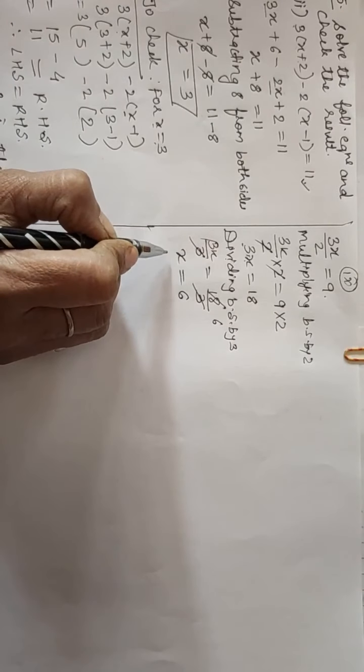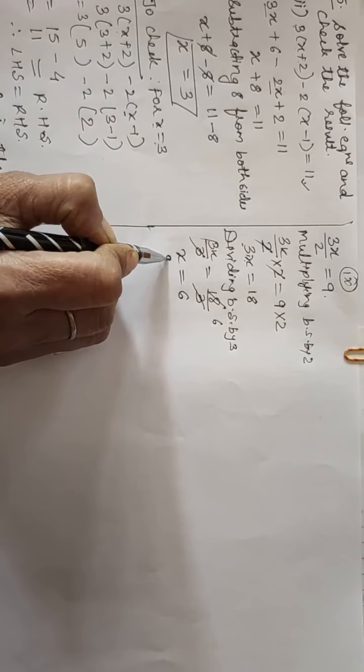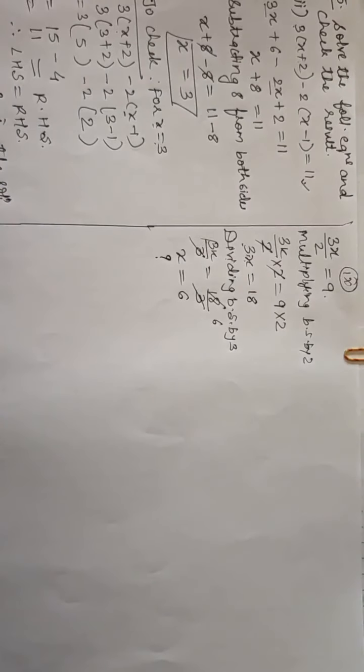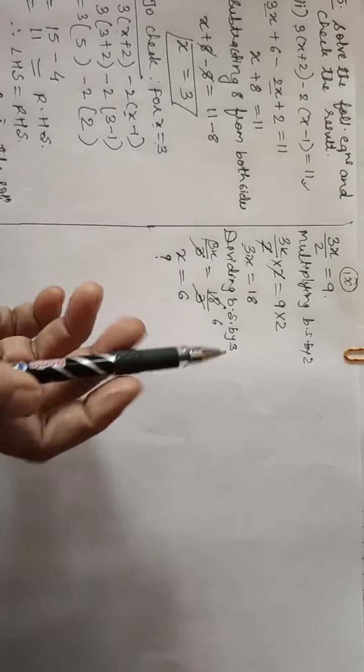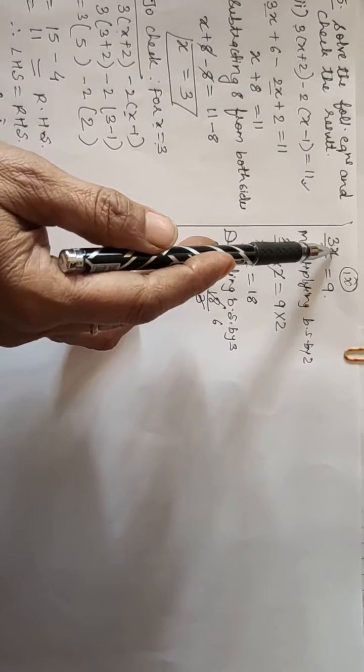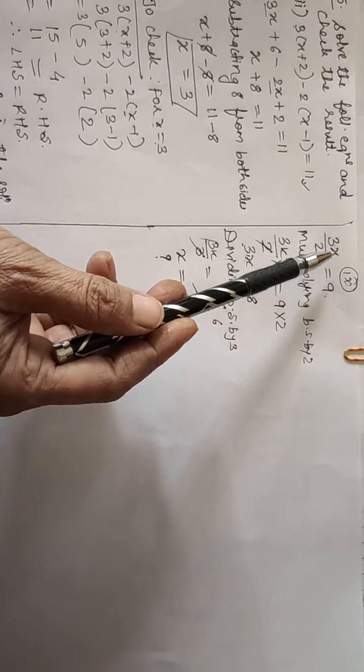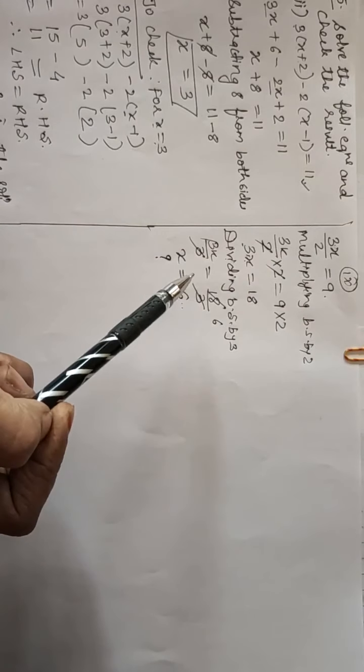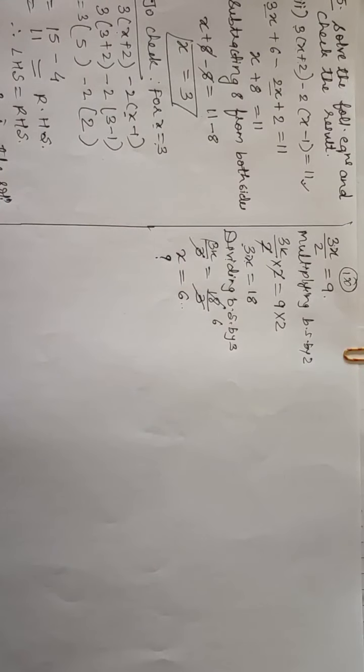Now checking you can do. Here I left the sum for you. You have to check the result. It's easy. You know that in place of x you will put 6 and you have to simplify. Here multiplication is there, so you will write 3 into 6 by 2, and you will get 9.